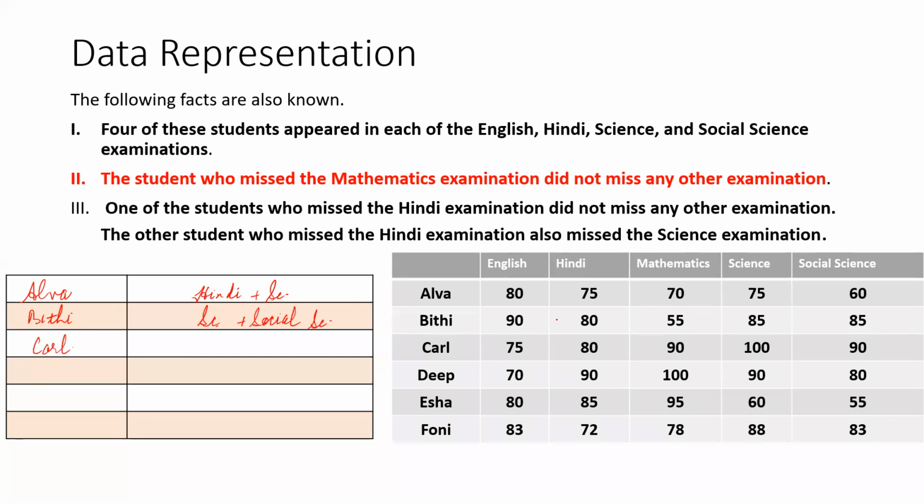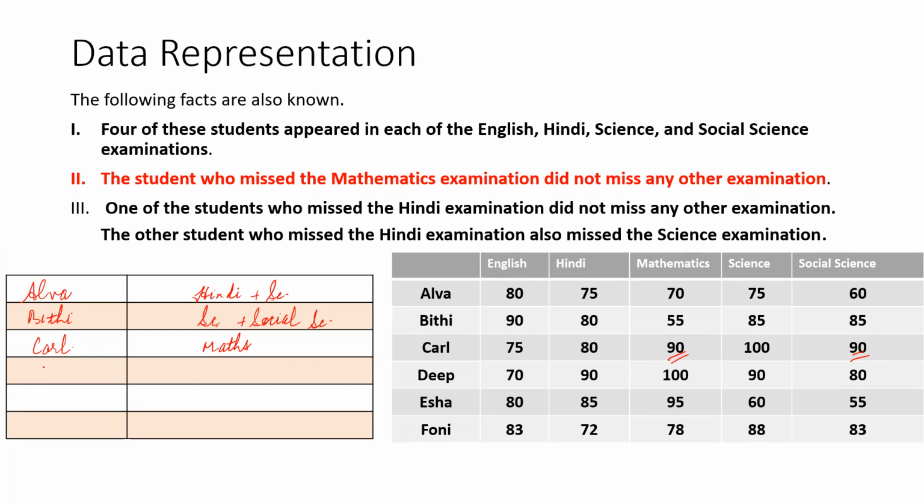Now let's come down to Kal. Kal has 75, 80, 90, 100. Now, the average of 180 is 90. So Kal can be 90. Kal could have missed maths and social science. Now, the beauty with this point is the student who missed maths did not miss any of the other subjects. So can we say Kal is the guy who has only missed maths? Quite possible for us. Okay.